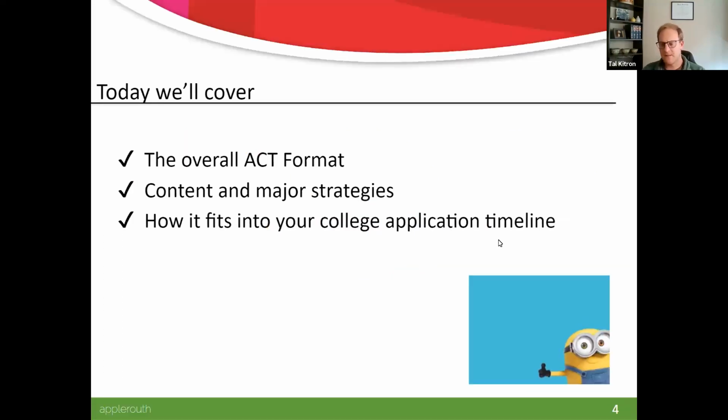What we're going to cover today is the format of the ACT, all 4 sections plus the experimental 5th section, which does not count. We'll talk through major strategies and open that up for questions, look at some practice problems on each section. And at the end, just look a little bit at timeline and how this all fits in with college apps. Whether you're a rising junior or senior next year, have some information about that.